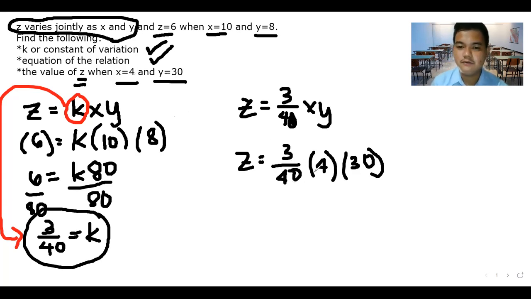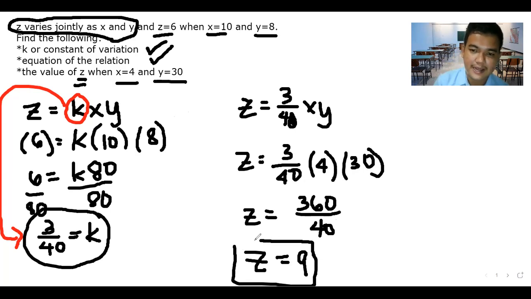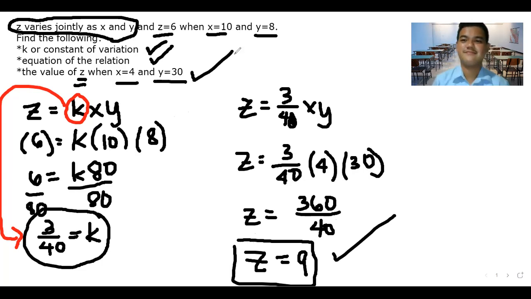So 3 times 4 is 12, times 30 is 360. All right? Divided by 40 will be z is equals to 9. That's good. Therefore, the value of z when x is 4 and y is 30 is 9. So this is now your third solution. So that will be it. Do you have any questions? None? All right, that's good.